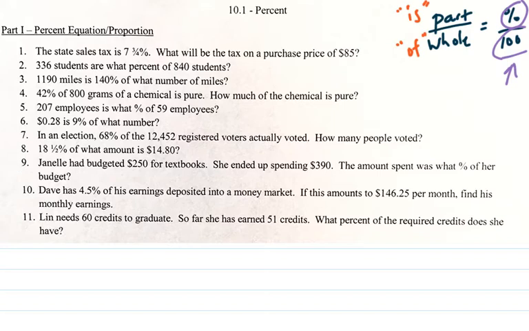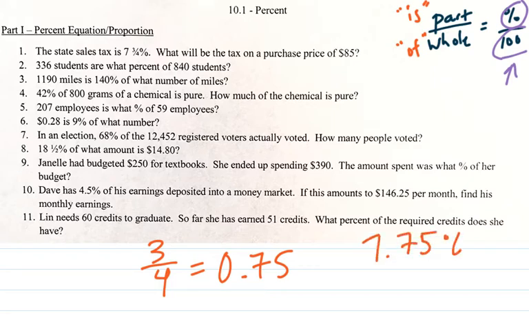Okay, so when we look at this first question, it says the state sales tax is 7 3/4%. So first off, 3/4 is equal to 75 hundredths or 0.75. So if I have sales tax that's equal to 7 3/4%, that's going to be 7.75%. So written as a decimal, that's going to be 0.0775. Okay, so that is my sales tax.